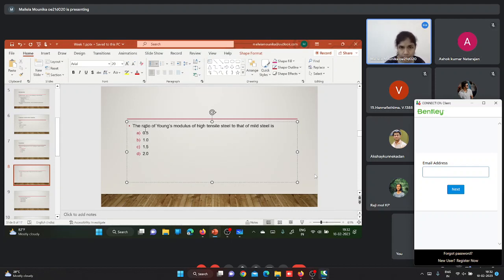And the next question is the ratio of Young's modulus of high tensile steel to that of mild steel. What is the ratio of Young's modulus?